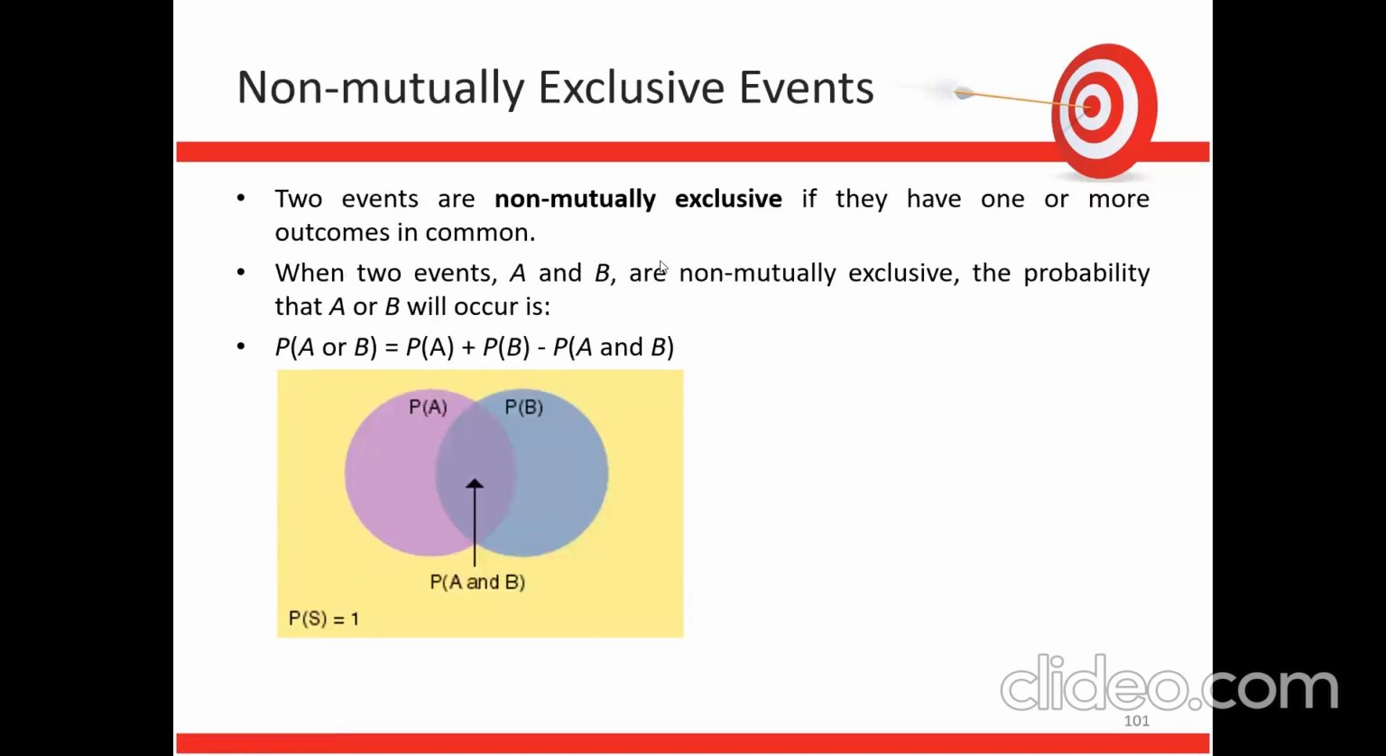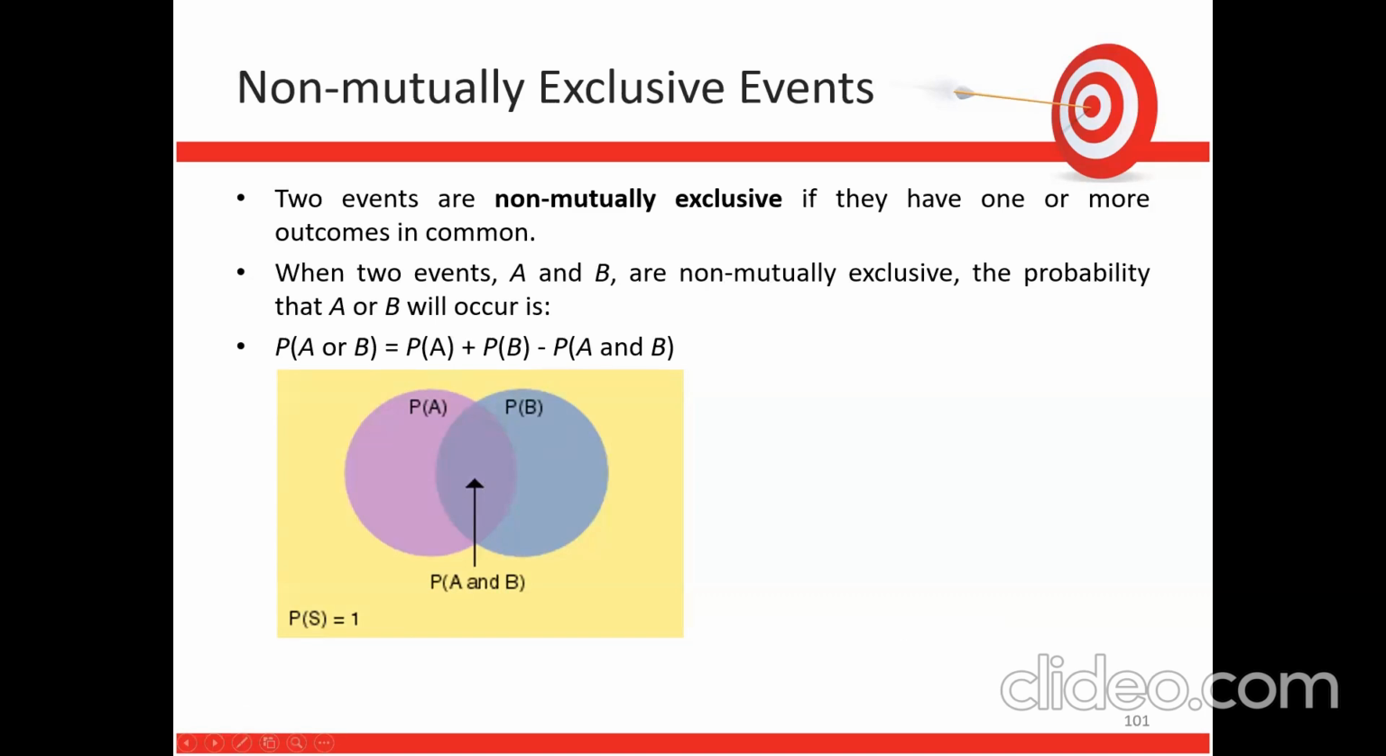Non-mutually exclusive events. Two events are non-mutually exclusive if they have one or more outcomes in common. So when two events A and B are non-mutually exclusive, the probability that A or B will occur is P(A or B) equals P(A) plus P(B) minus P(A and B).